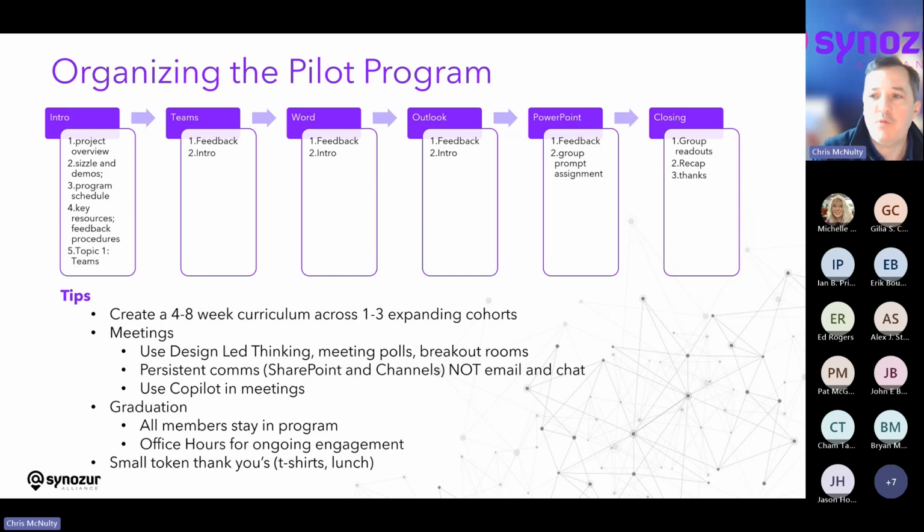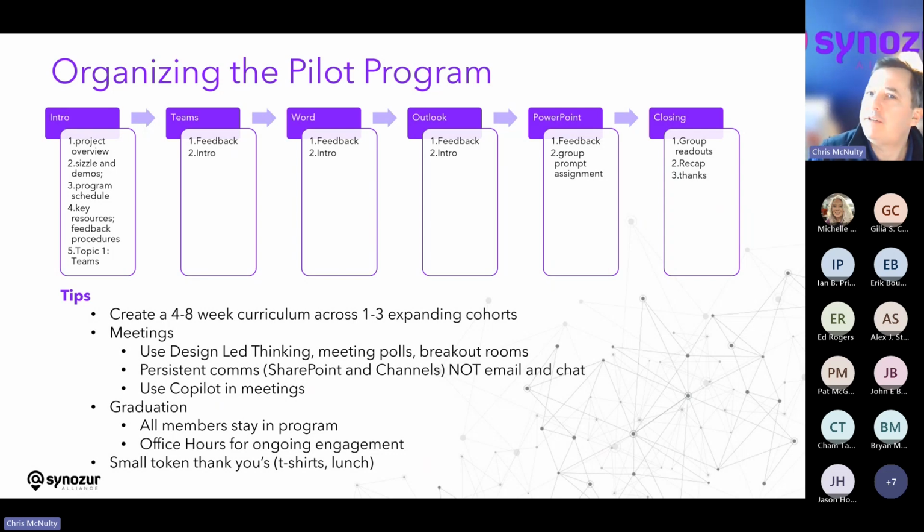As you go through each wave that you bring through, at the end, there's a graduation period. So all members still stay in the program. They don't have to keep going through every loop that you do with the pilots, but they still have access to the tools and the systems. They still have access to office hours. So as they are continuing to use and evangelize, they have a place to be able to come in.